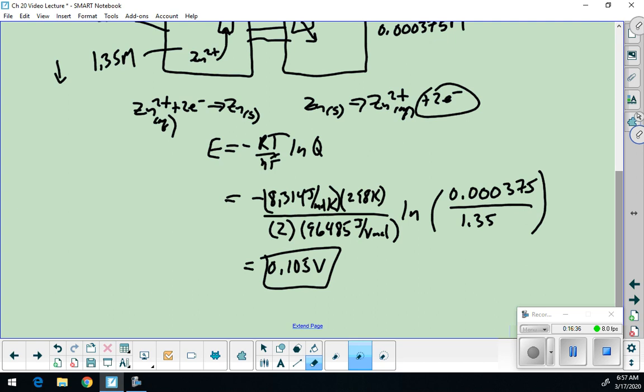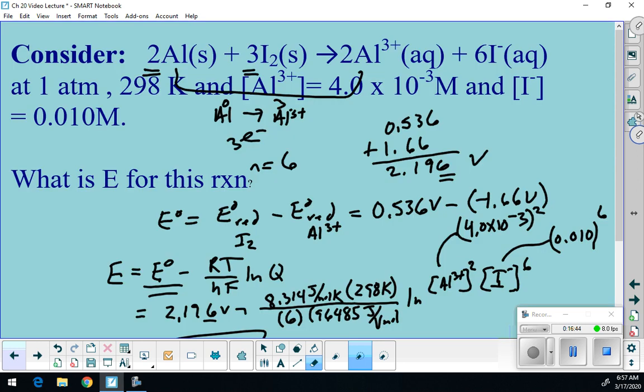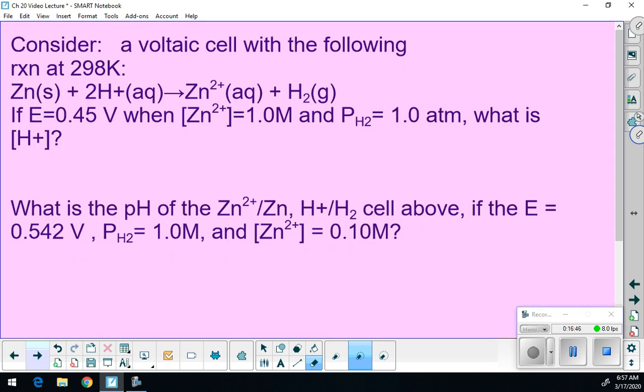Cool, cool. Hey, it looks like I skipped a couple problems, so let's go back and take care of those before we say adios, amigos. All right, so what do I have going on here? I have a voltaic cell, and you can see the only difference here is they dropped in a gas.